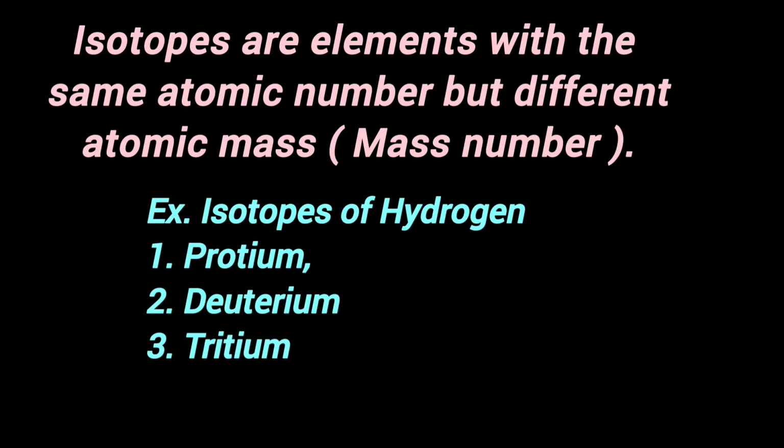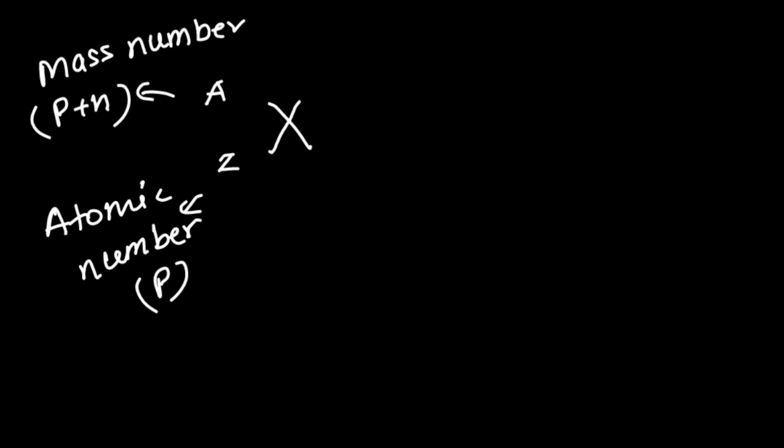Before we understand the examples of isotopes, let's see how atomic number and atomic mass are shown for any element. Let's take any element X. Here X is the symbol of the element. A stands for the mass number and Z stands for the atomic number. Mass number is the sum of protons and neutrons present in the nucleus, whereas atomic number is the number of protons present inside the nucleus.